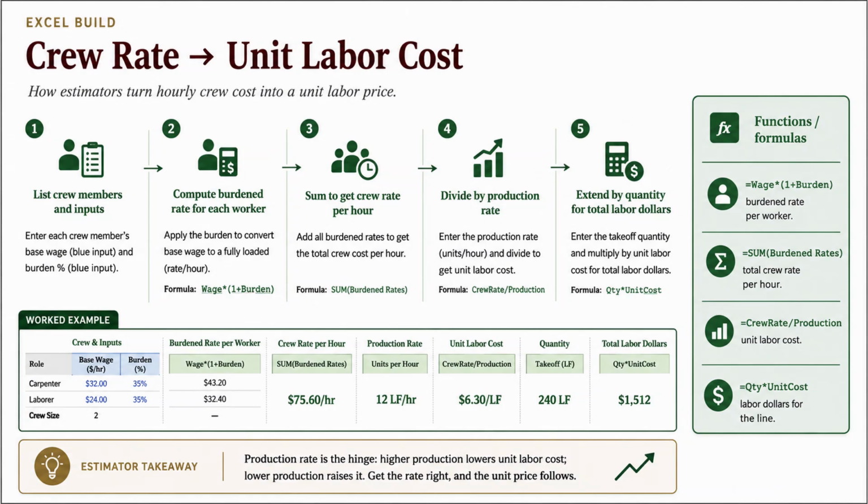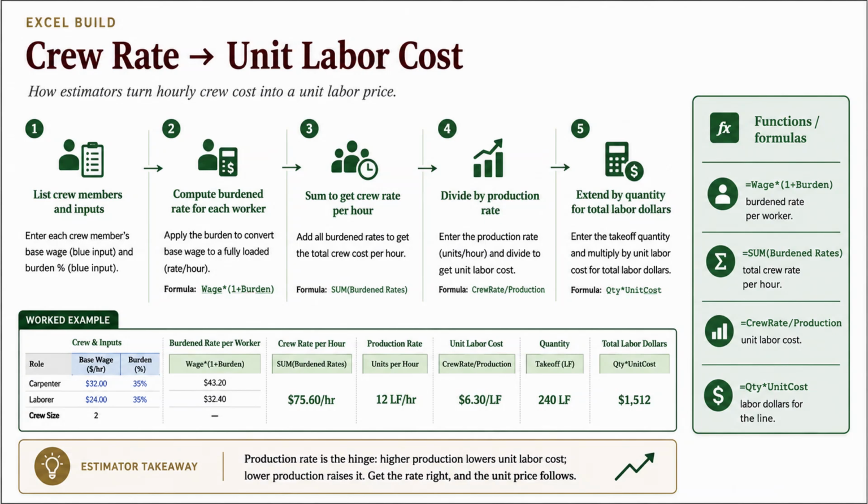Here's the other half, and honestly the harder half, the hours. The master equation of labor estimating. Labor cost equals quantity times labor hours per unit times burden rate. Quantity, you learned in week 1. Rate, you built 20 minutes ago. That middle term, hours per unit, is productivity, and it's where estimating stops being arithmetic and starts being judgment.